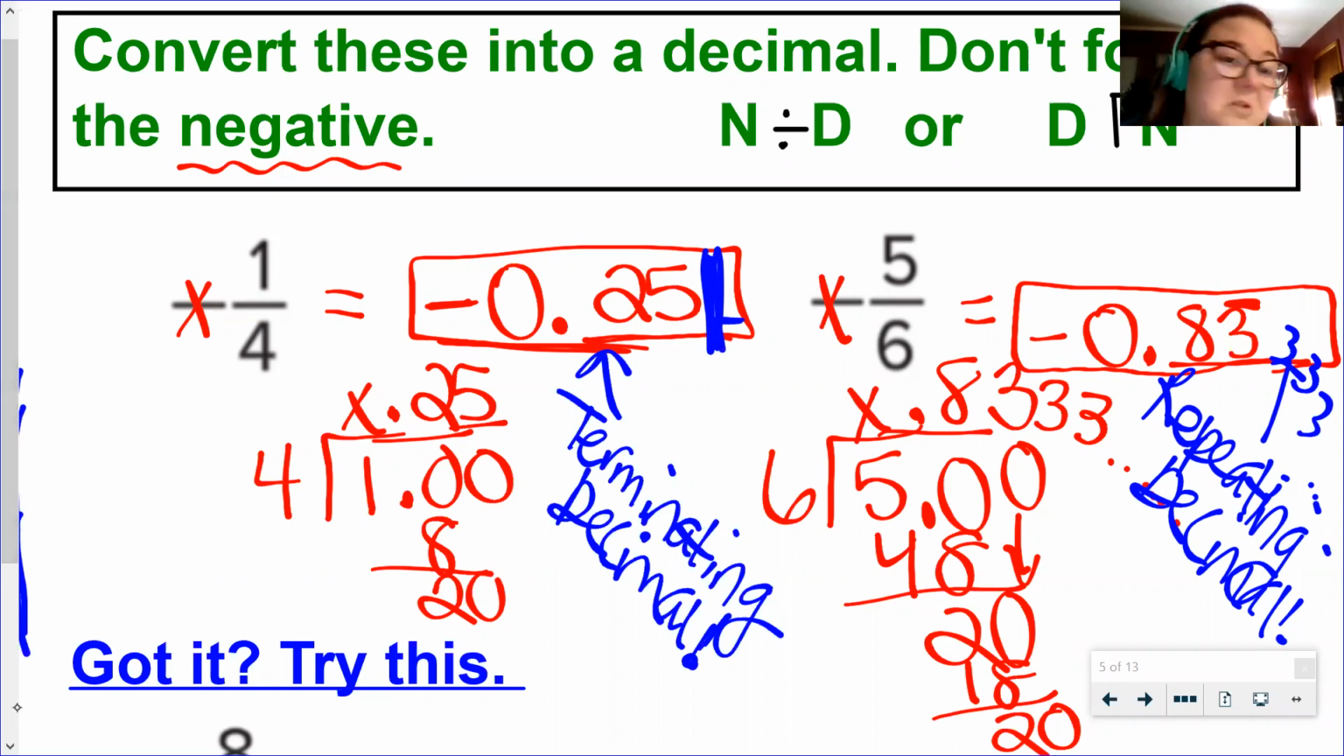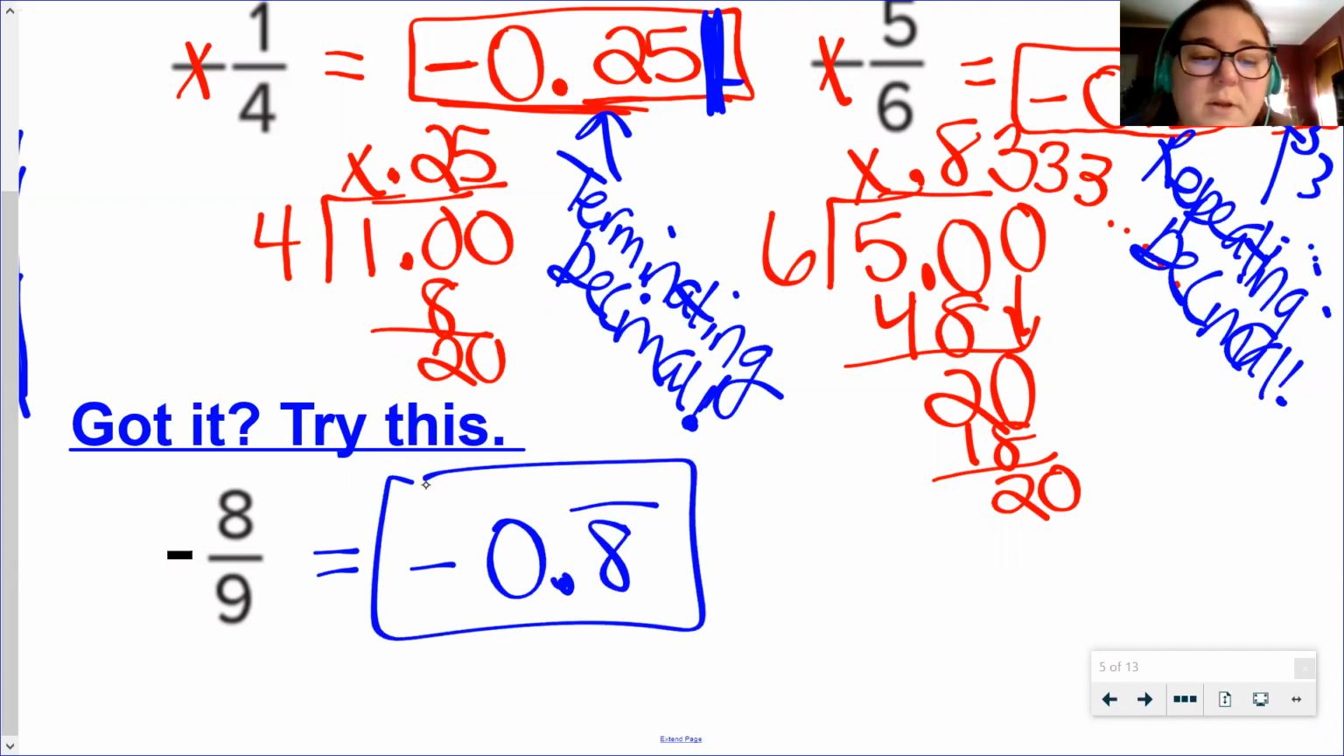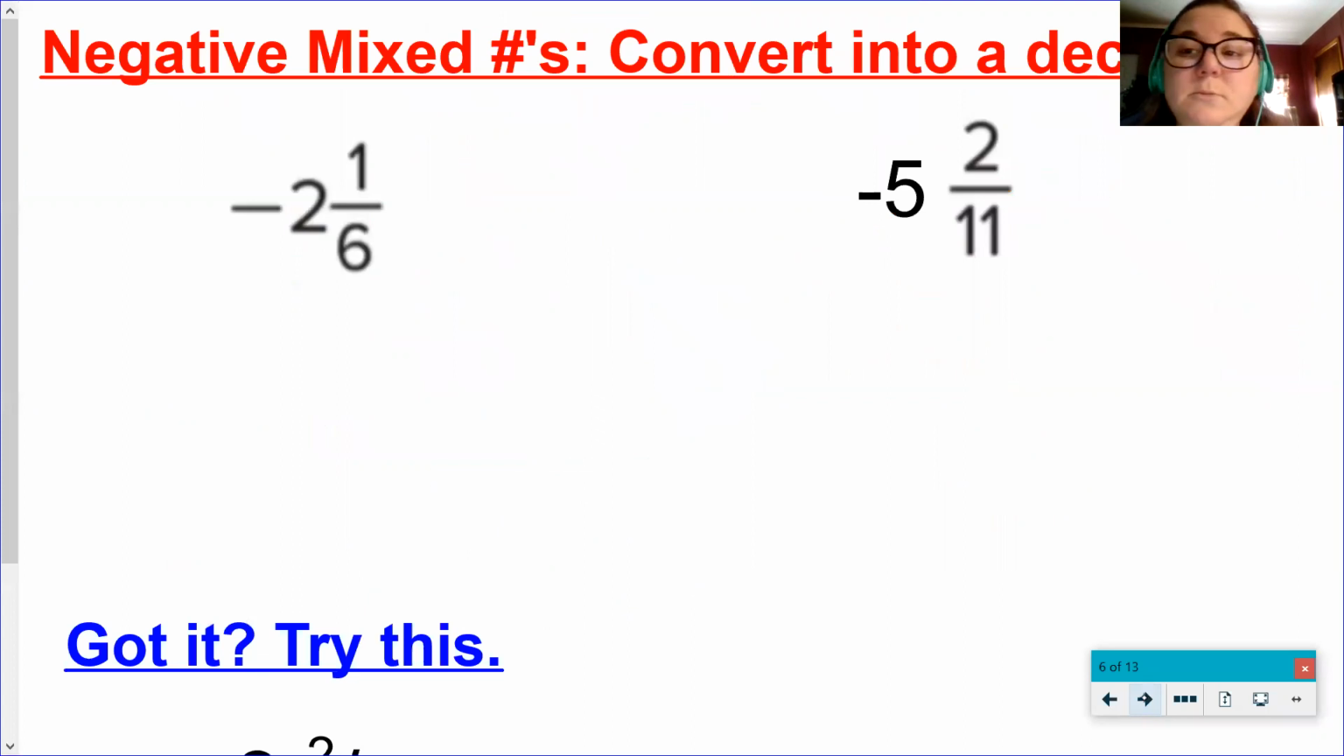Same idea here. We should already know what 8/9 is. If it's out of 9, we know it repeats. So this should be negative 0.8 repeating, and that's how you would show that one. Again, 8/9, you should notice that it repeats. Okay, moving on.